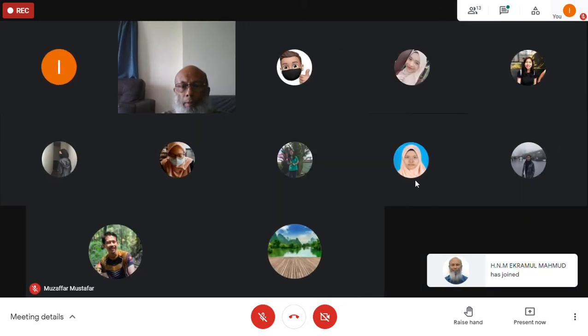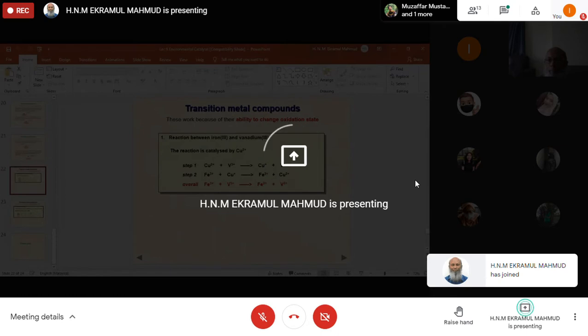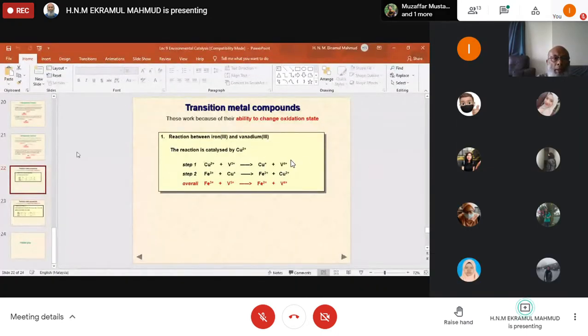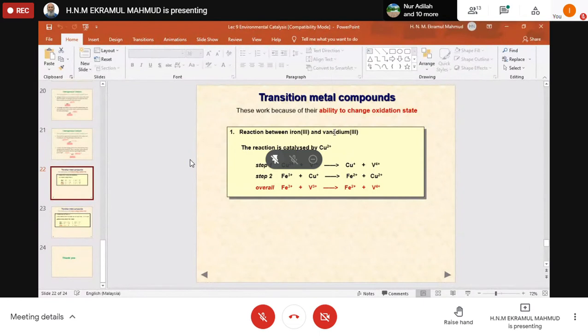All right. So you can see that in the last class, we discussed these transition metal compounds as catalysts. These work because of their ability to change the oxidation state. So we have to choose what should be our catalyst. In this case, the reaction is between iron 3 and vanadium. You see that this is Fe3 plus and V3 plus.